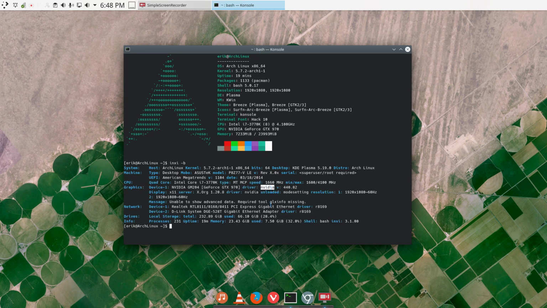And this is specific because this has a GeForce GTX 970 and it's running the driver of Nvidia, the 440.82. And I do know people get stuck updating. So I do hope I get stuck at some point in time.